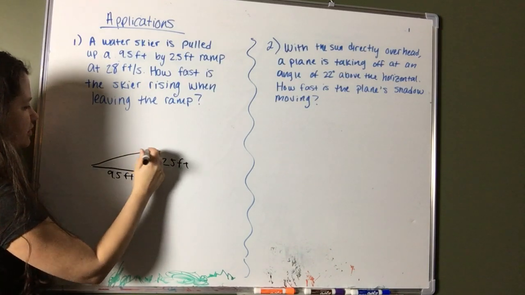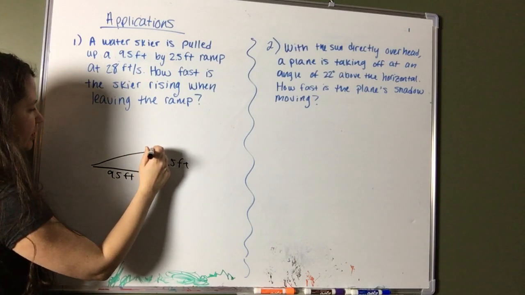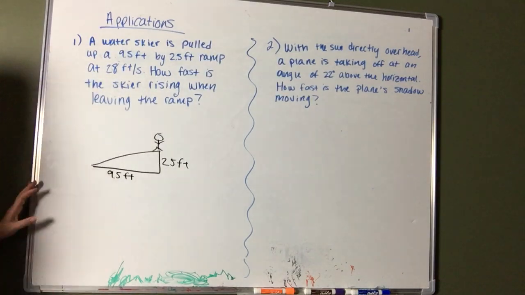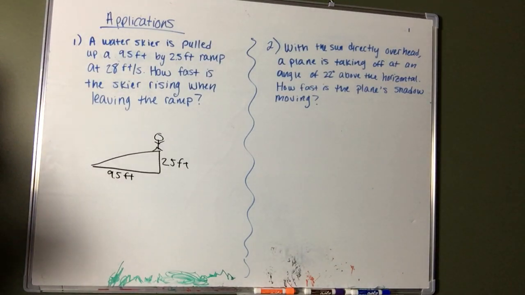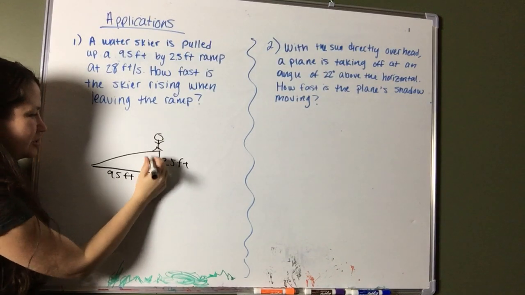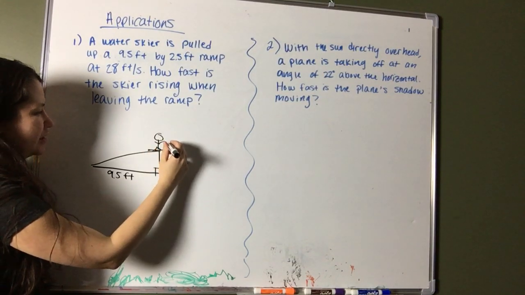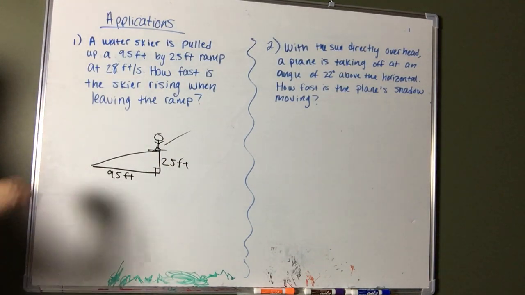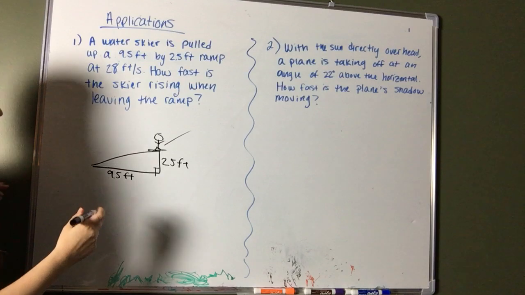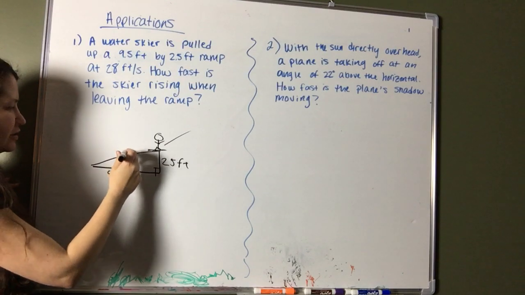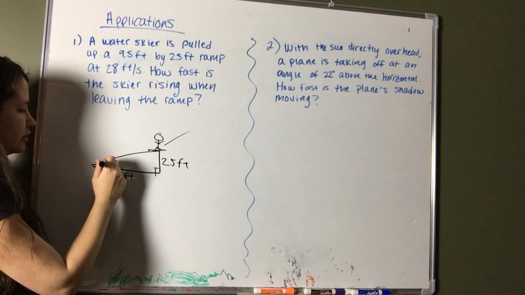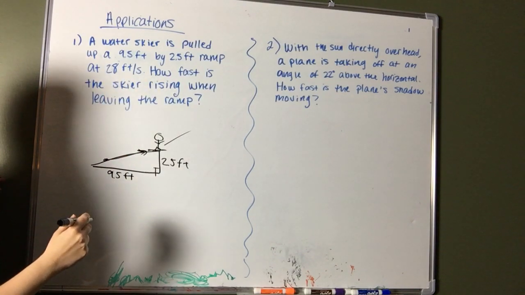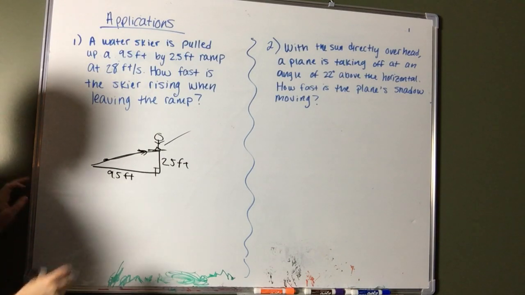Okay, so the skier is being pulled up this ramp. If you look in the book, there's a picture of this. You can get a much better picture than what I'm drawing. All right, so they're being pulled off of this ramp. And if we know that they're being pulled at 28 feet per second, that would make their vector this way, the length representing the 28 feet per second. And we want to know how fast is the skier rising.